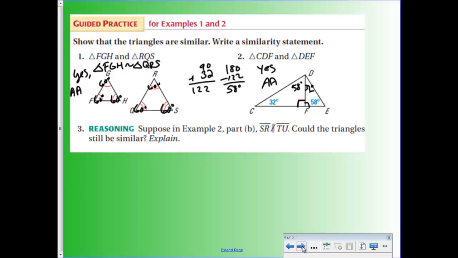It's angle, angle. And here, we have to go in now and write your similarity statement. If I were you, I'd take one of these triangles and redraw it so it looks like the other one. If I take this one and turn it, it doesn't matter which one you take and turn, as long as you do it. We've got a 90 degree angle, which is at F.